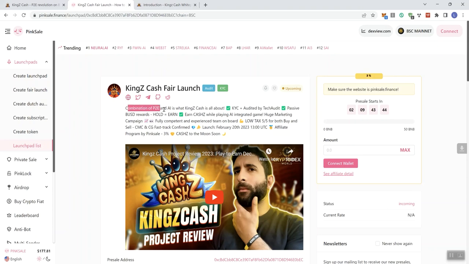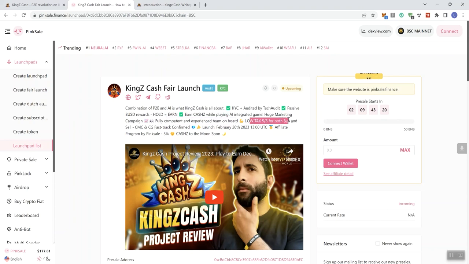It says combination of P2E and AI is what Kingz Cash is all about. KYC and audited by Tech Audit. I would like to see them get a higher tier audit on this one, but that's just my own personal opinion. Passive BUSD rewards on this one. Hold equals earn. Earn Cashz while playing AI integrated game. Huge marketing campaign. Fully competent and experienced team on board.